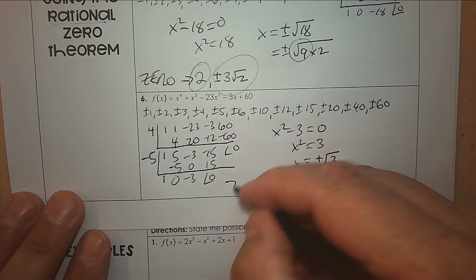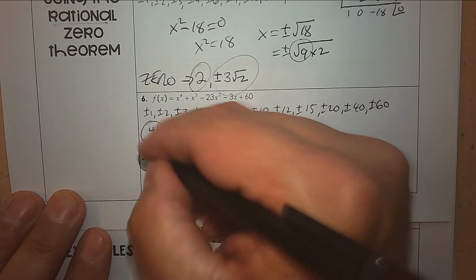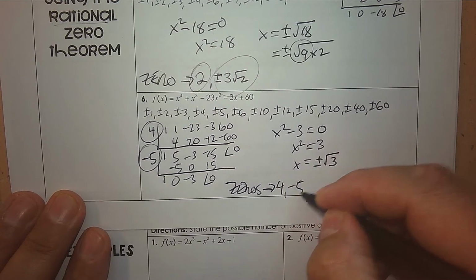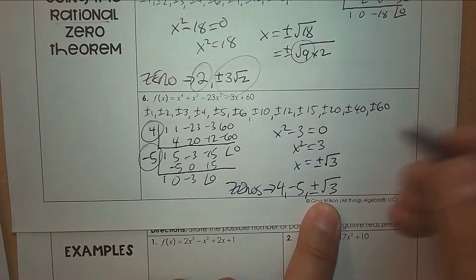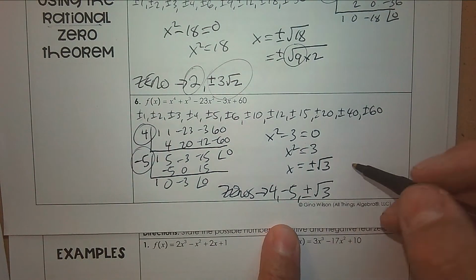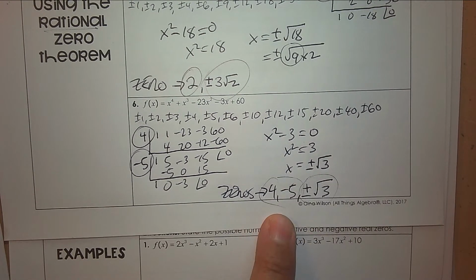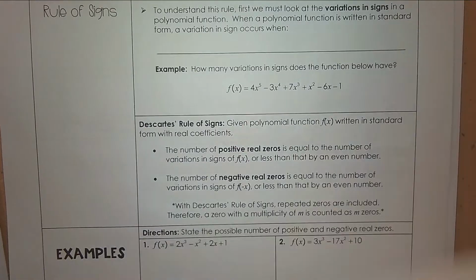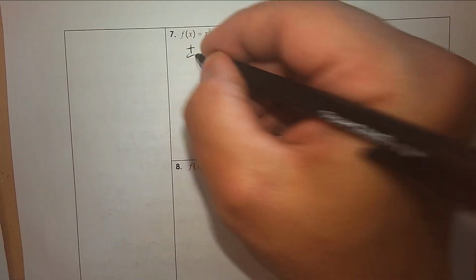So if I list these zeros, the zeros would be positive 4 and negative 5. Those are rational. And then plus or minus root 3, those are irrational. So it's a combination of both. All are real, all would be on a graph. But these you would estimate, and these you'd know exactly where they are on the graph. Create a list.